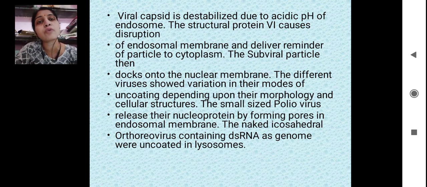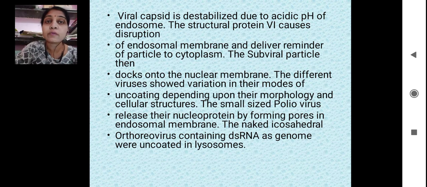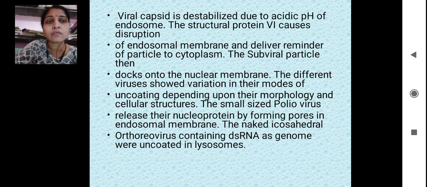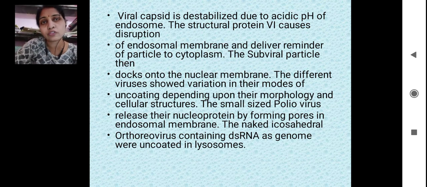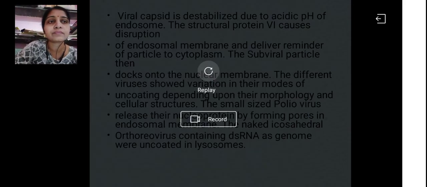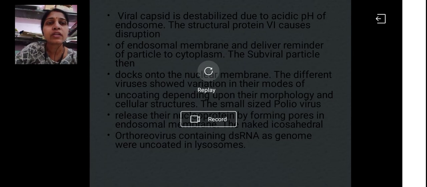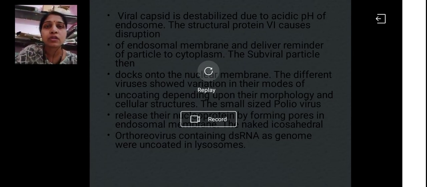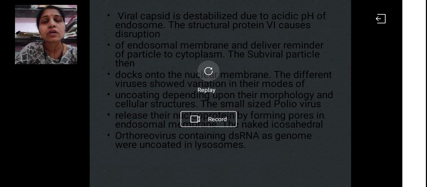On the basis of their morphology, their genome structure, and the different types of proteins associated with these viruses, there are different mechanisms of uncoating. The small size poliovirus releases its nucleoprotein by forming pores within the endosomal membrane. The naked icosahedral orthoreovirus, containing double stranded RNA as the genome, is uncoated within the lysosomes. So here is the information about the uncoating of the viruses.